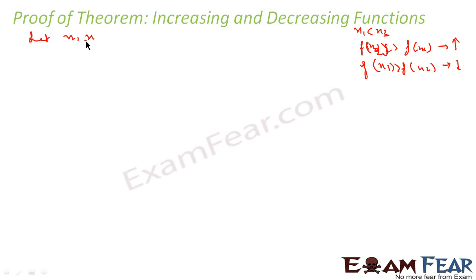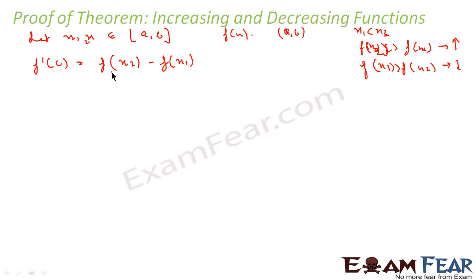So let x1 and x2 be two values in (a, b), because I have my function f of x whose domain is (a, b). Now if I want to find f dash c, or f dash at any point, this is nothing but f of x2 minus f of x1 by x2 minus x1, correct?